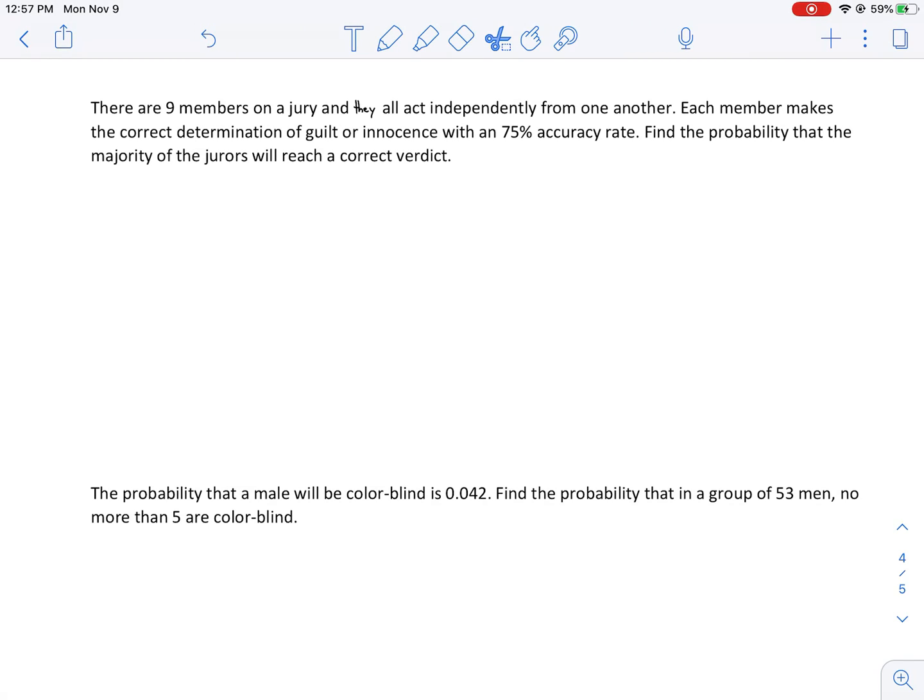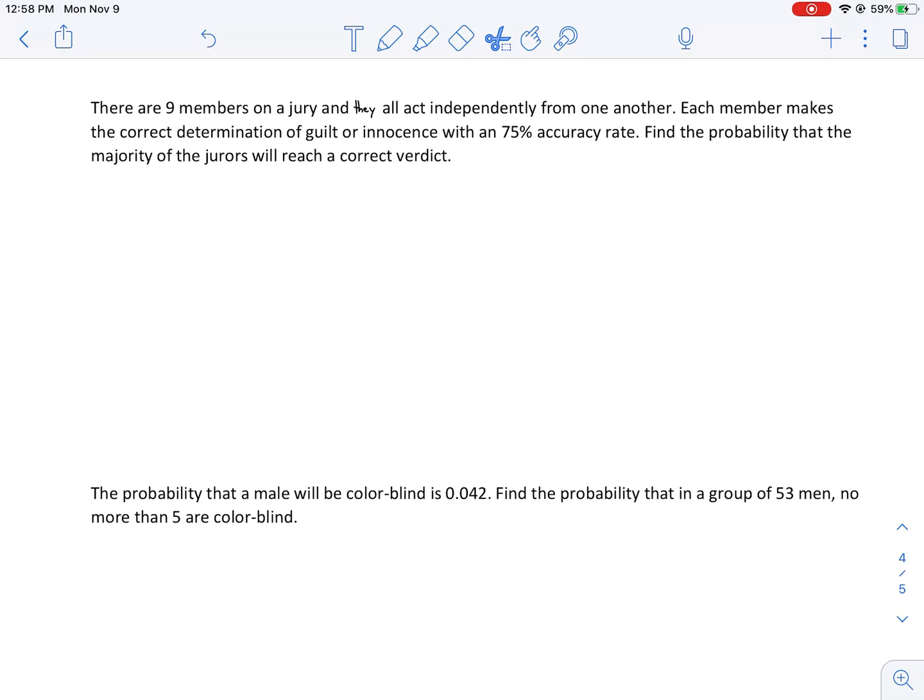Hello class, in this video I'll be doing another example of binomial probability. Let's begin. There are 9 members on a jury and they all act independently from one another. Each member makes the correct determination of guilt or innocence with a 75% accuracy rate. Find the probability that the majority of the jurors will reach a correct verdict.